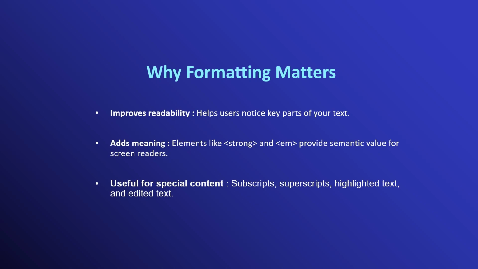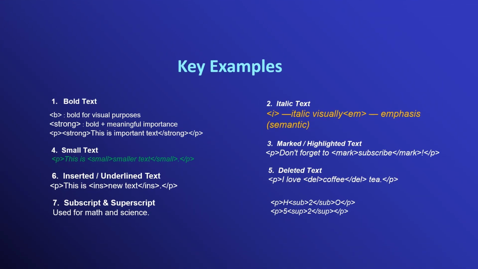So these are the key examples of the text formatters we have in web development. We have the bold text, the italic text, the small text, insert, underline text, superscript and subscript, delete text, marked or highlighted text, and so on and so forth. In our demo, we are going to see how each of these plays out on a real life website, and we might eventually in the future use them in building our full website.